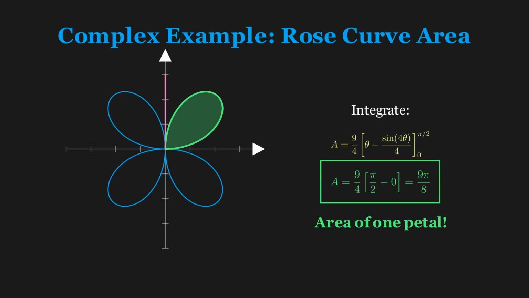At pi over 2, we get pi over 2 minus (sine 2 pi) over 4, which is pi over 2 minus 0. Then at 0, we get 0 minus (sine 0) over 4, which is 0. Therefore, A equals 9 over 4 times pi over 2, which is equal to 9 pi over 8.